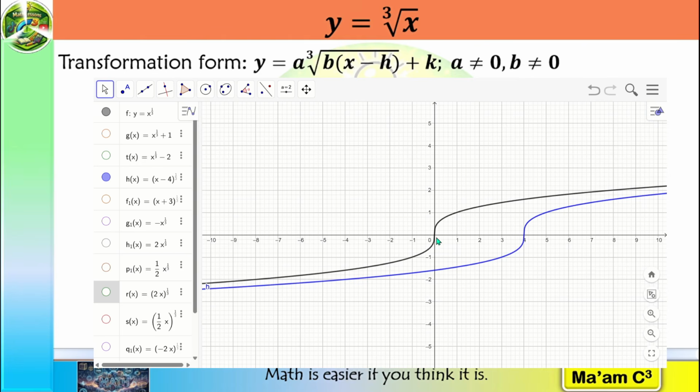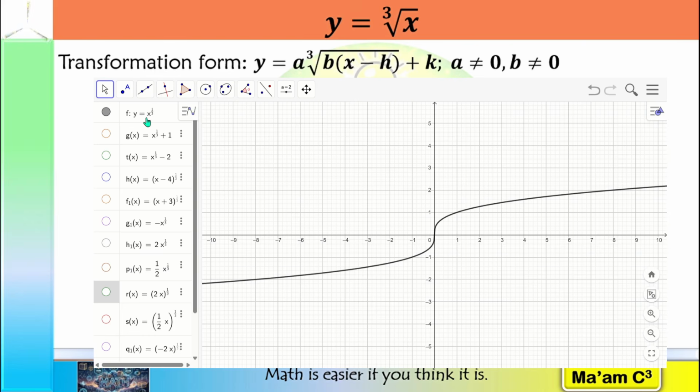The inflection point of 0, 0 is now at 4, 0. If I change x with quantity x plus 3, look what happens. The original graph moved 3 units going to the left. So once again, the effect of h is the horizontal shift.